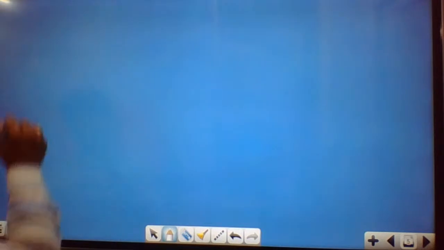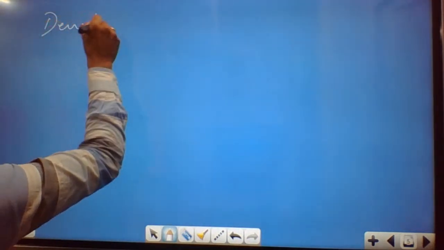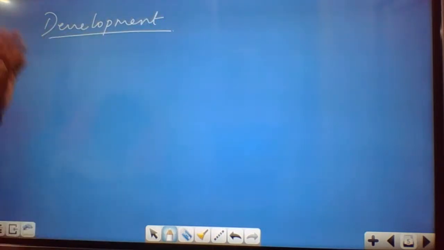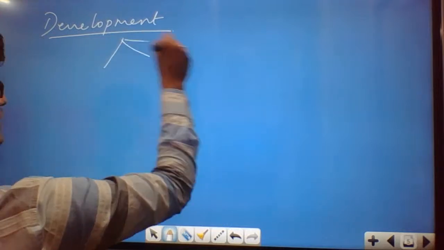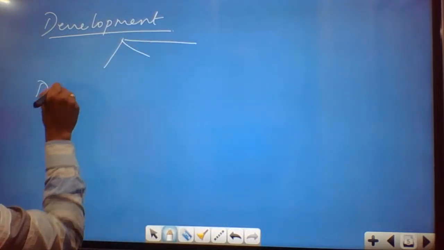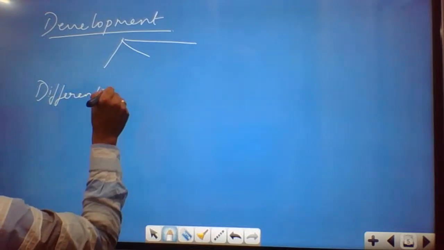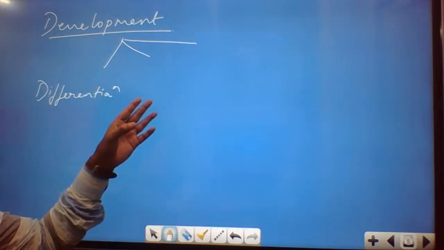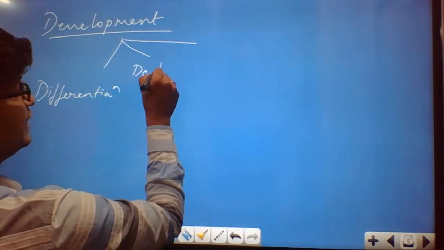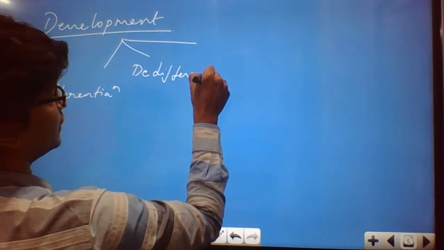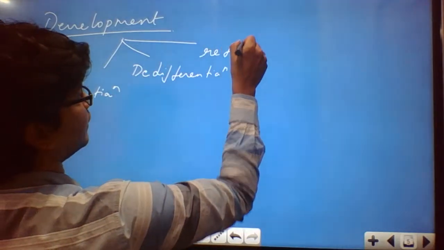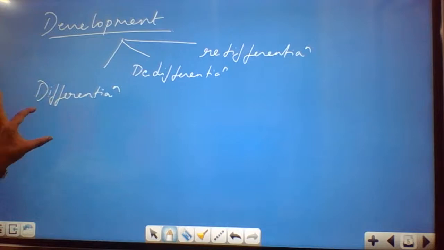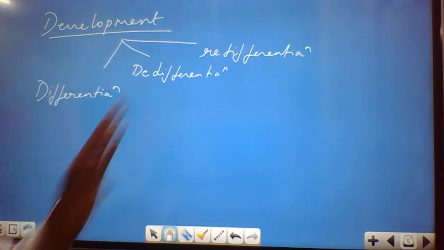So here, development. As far as development is concerned, we have three types: differentiation, de-differentiation, and redifferentiation. The first one is differentiation. Sometimes you may get confused: what is differentiation, and we use the other process, which we call de-differentiation, and redifferentiation. So let us discuss these three: the development, differentiation, de-differentiation, and redifferentiation.